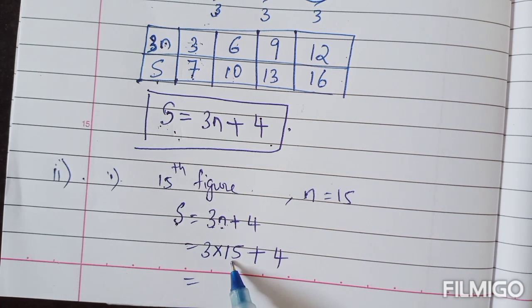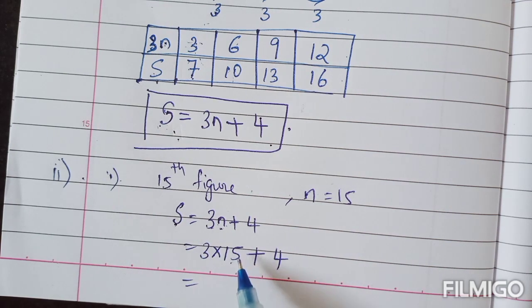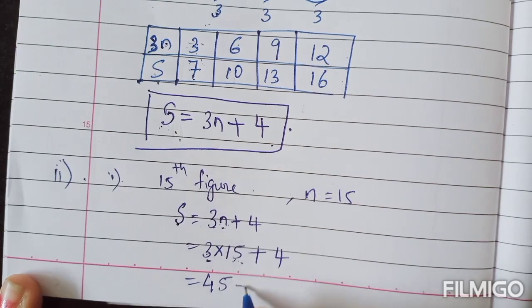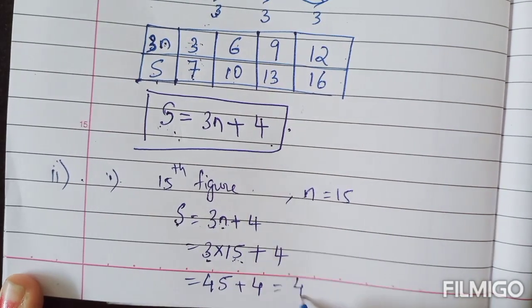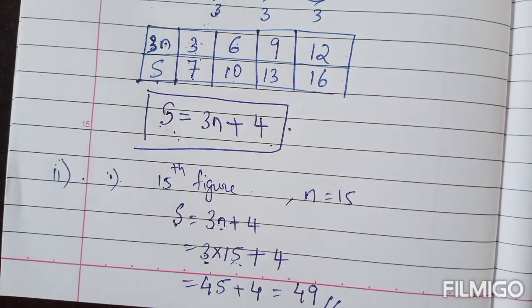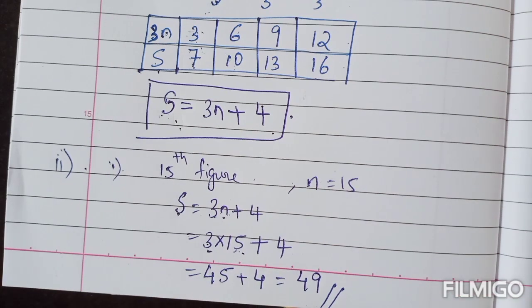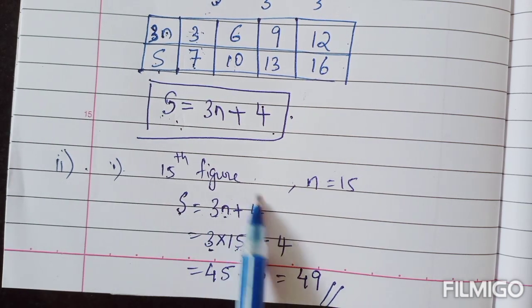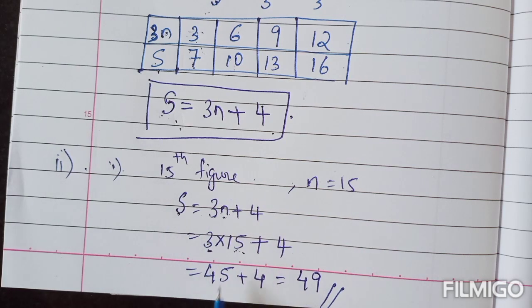n-ൻ്റെ വാല്യൂ 15 സബ്സ്റ്റിറ്റ്യൂട്ട് ചെയ്താൽ 15th ഫിഗറിൽ എത്രയാണ് മാച്ച്സ്റ്റിക്ക് യൂസ് ചെയ്തതെന്ന് നമുക്ക് കണ്ടുപിടിക്കാൻ പറ്റും ബൈ യൂസിങ് ദിസ് s equal to 3n plus 4. Okay, so 3 into 15 plus 4. Using BODMAS, 3 into 15 is 45, plus 4. You will get 49. So in the 15th figure 49 matchsticks are used. Substituting the value of n, you will get the number of matchsticks used in that figure.